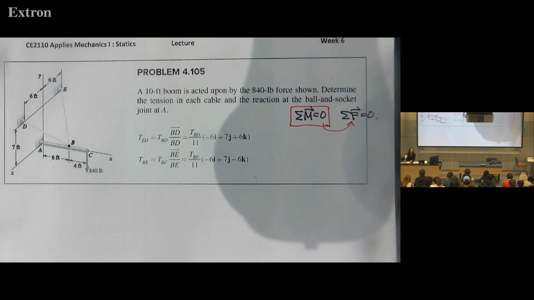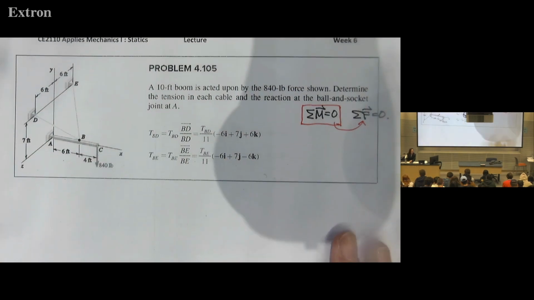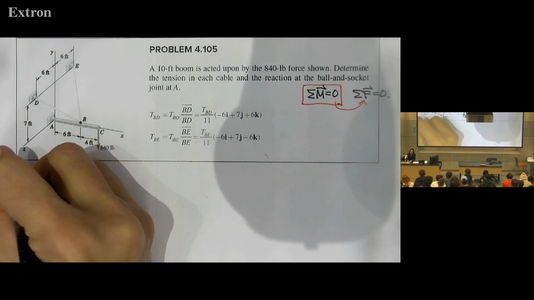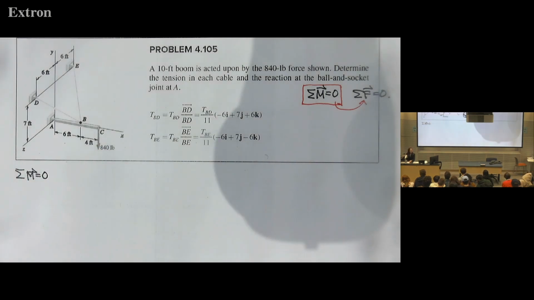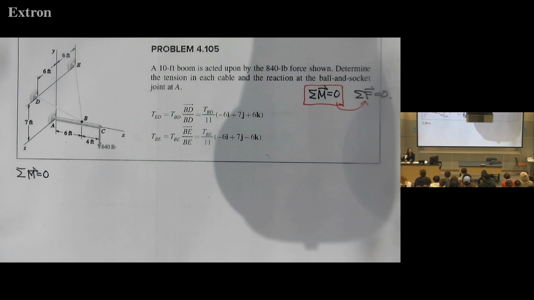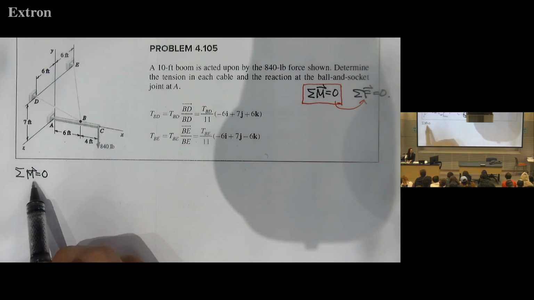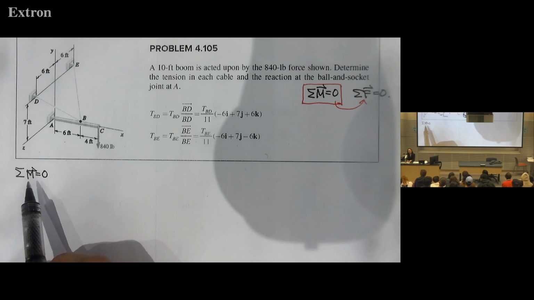Okay, are you ready? Then now start with the moment equivalent equation, 3D. We cannot assume any positive directions in 3D; any direction is possible, right? And then for the moment equivalent equation, we need to use a reference point, right?